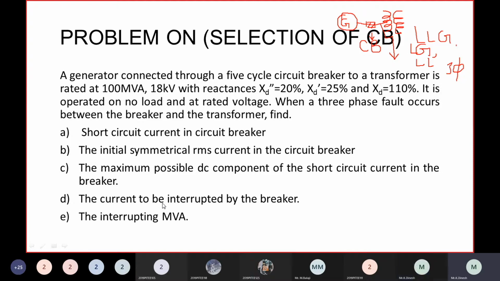In case of problematic papers, that is the thing needed for any kind of problem, not only your power system analysis. In any kind of problematic paper, you should first read the question properly.